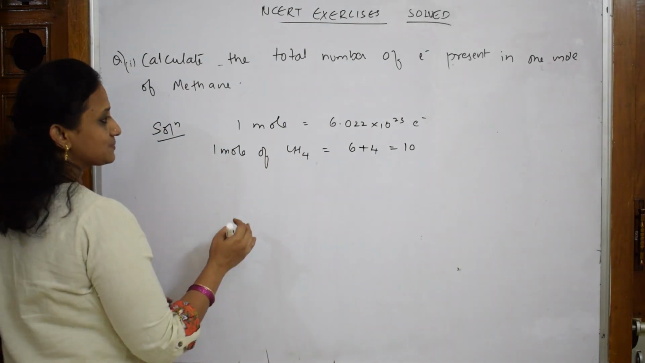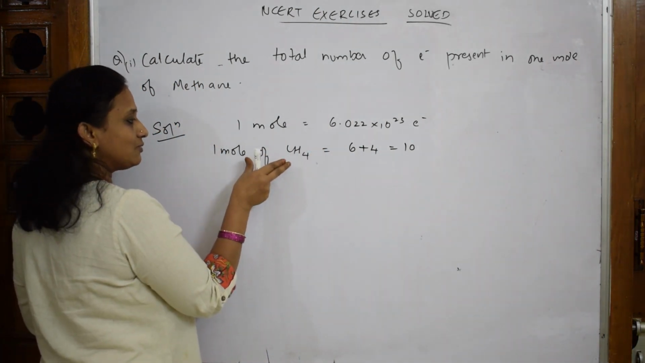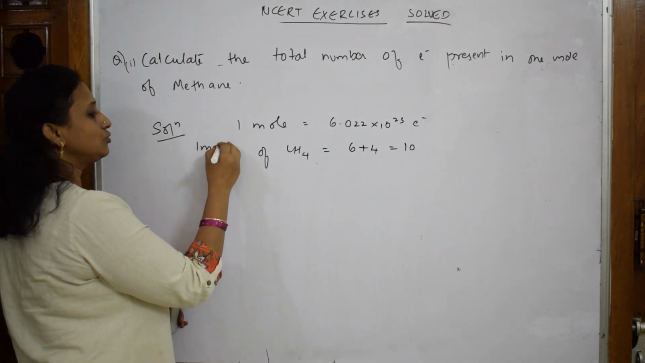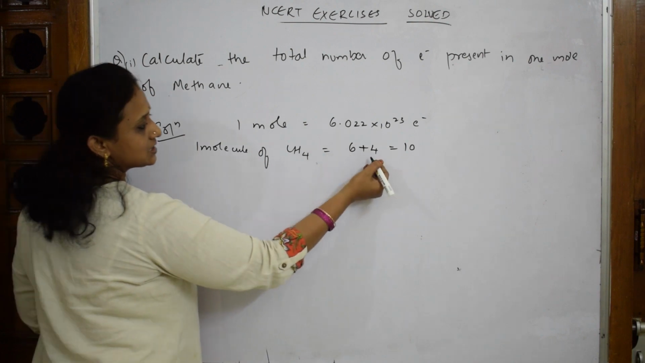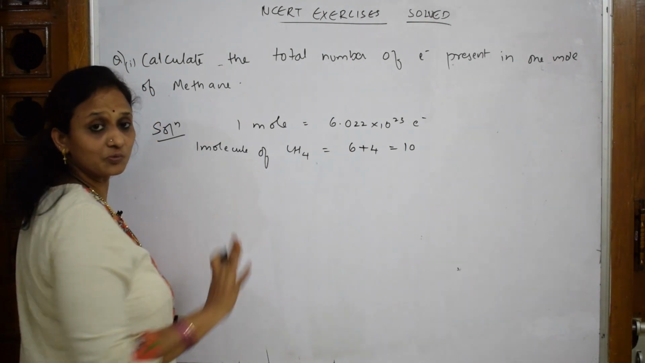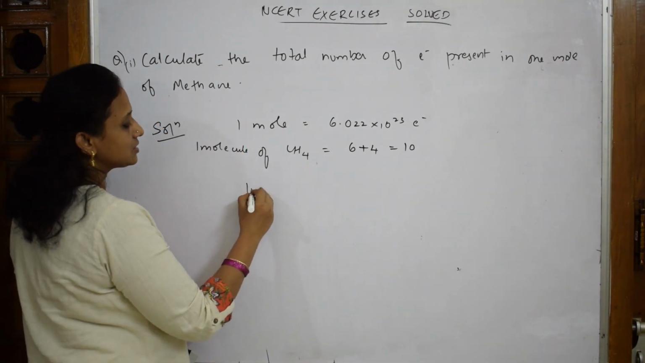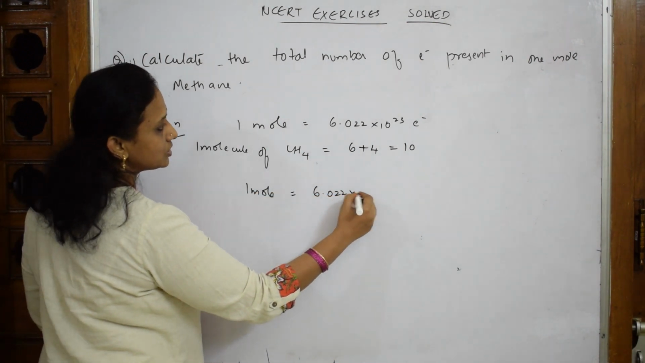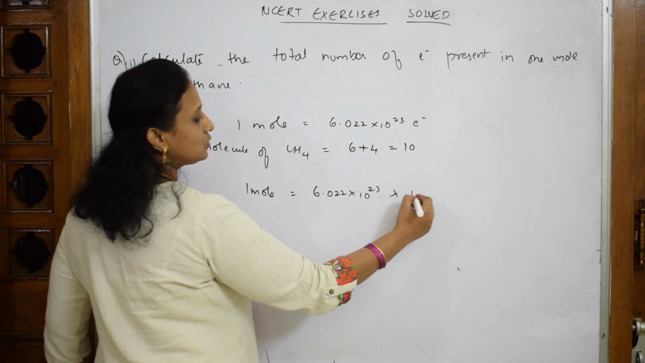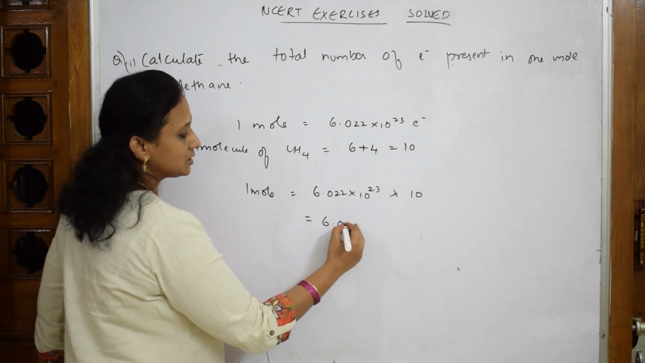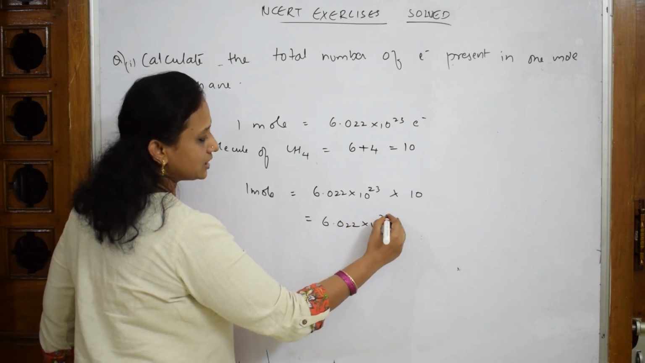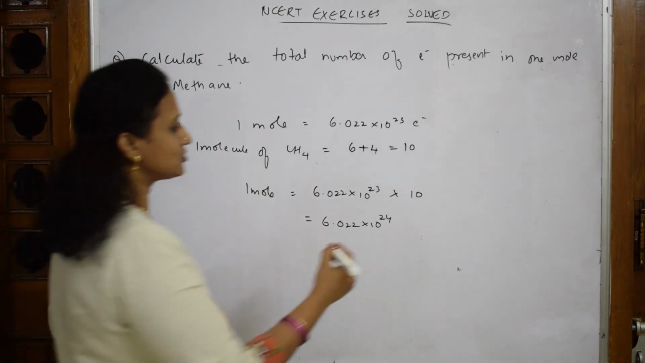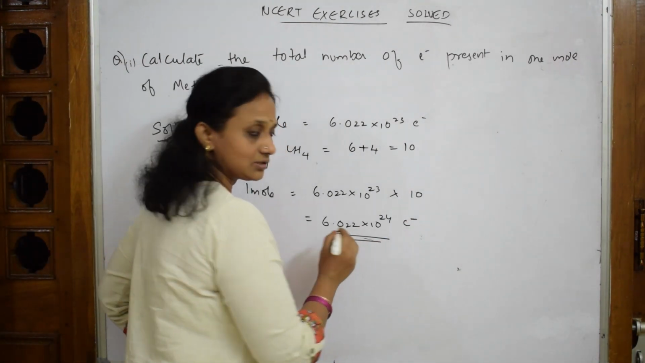So now just multiply with this. So basically 1 molecule, let us write. So this is better. 1 molecule of methane is 6 plus 4. 6 from carbon, 4 from hydrogen. Now just write 1 mole is equal to 6.022 into 10 raised to 23 into 10. This comes to 6.022 into 10 raised to 24. So what is that? They've asked us to calculate the number of electrons. So electrons. This is your concept.